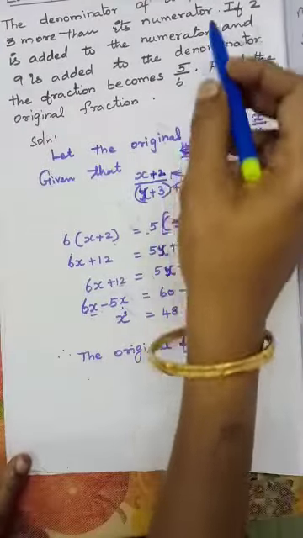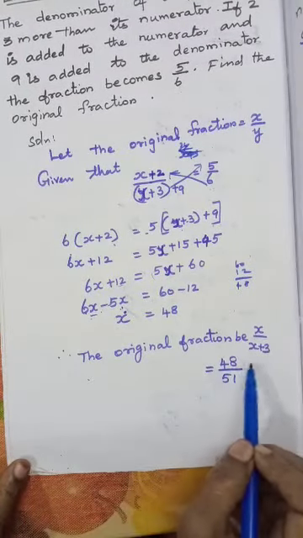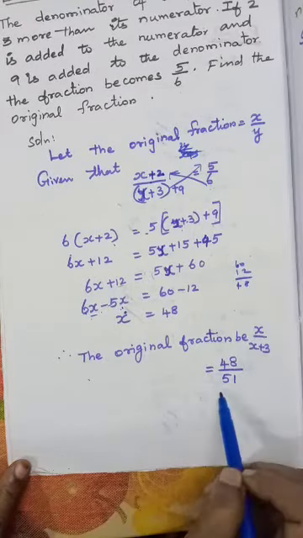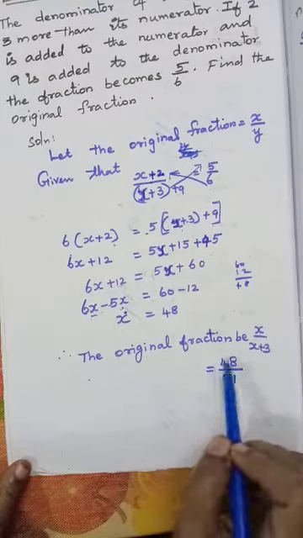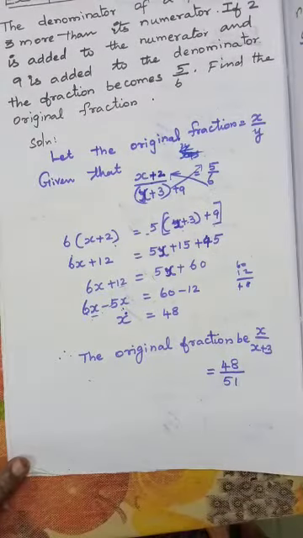So the original fraction is x by x plus 3. Isn't it? x by x plus 3. So x here is 48. The denominator is x plus 3, so 48 plus 3 is 51. So the original fraction is 48 by 51. This is the answer. Okay.